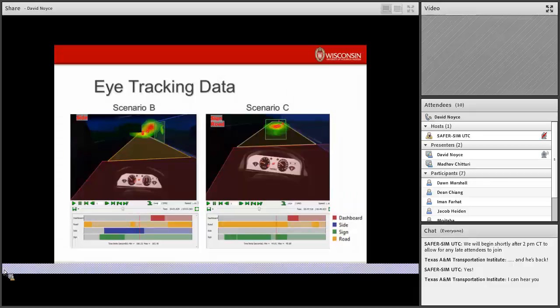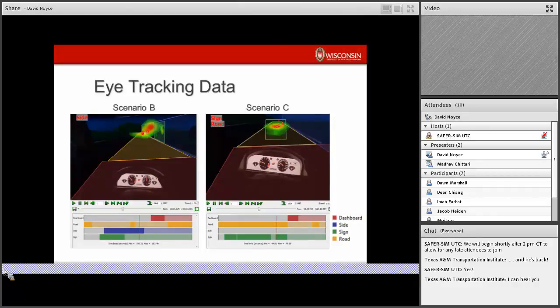I'm not going to talk a lot about this here, but what I also wanted to briefly mention is that we were also able to use our eye tracking system and look at how drivers scan for information. I do not have all that data summarized for you in the presentation today. That's something that we're still looking at as part of this research.